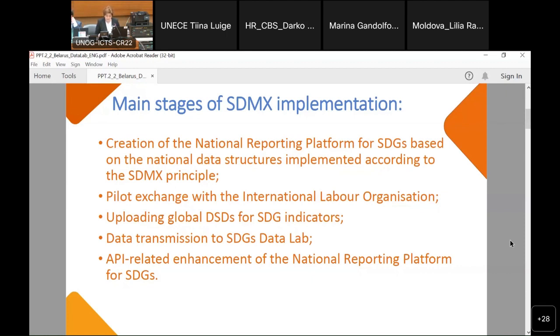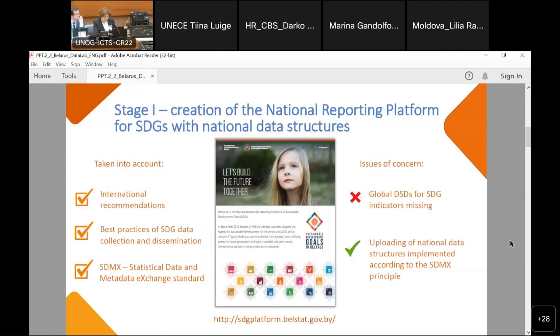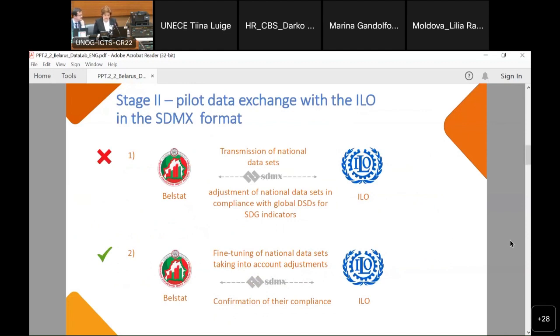adding global SDG data, which was developed by the working group, or rather the task team on SDMX, and thanks to these exchanges of data with the ILO, and because we already had knowledge of these global structures, we finalized the platform using API, and we uploaded the SDG global indicators formatted in accordance with SDMX.